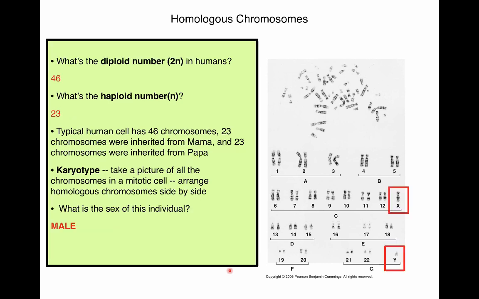Everyone got it? And you are correct. So this individual has both an X and a Y chromosome, which in human sex determination means you're male. So X and Y is male. Females would have 2 X's and no Y.